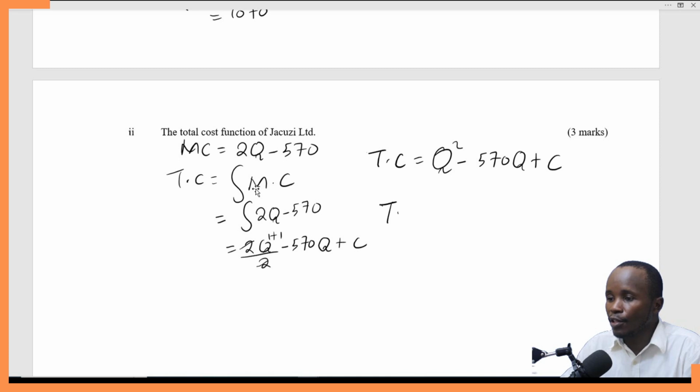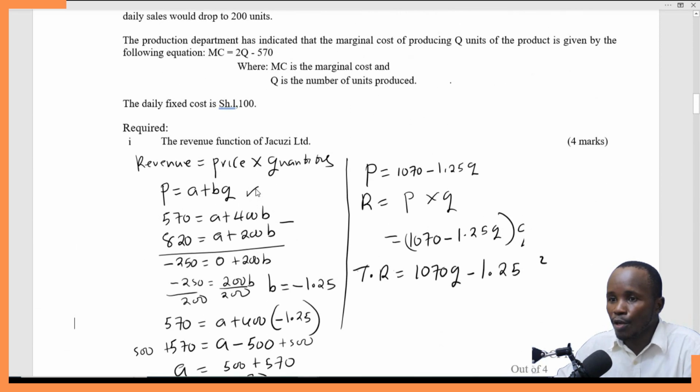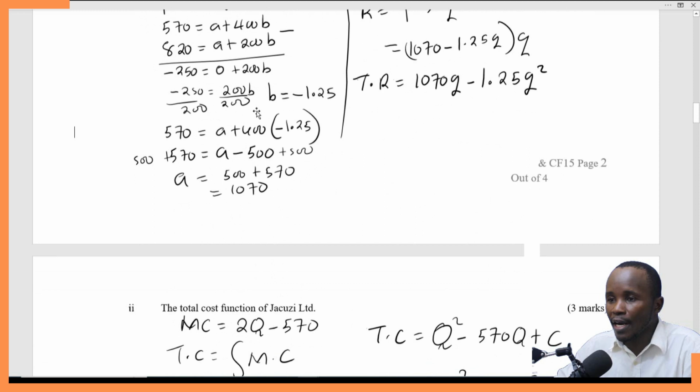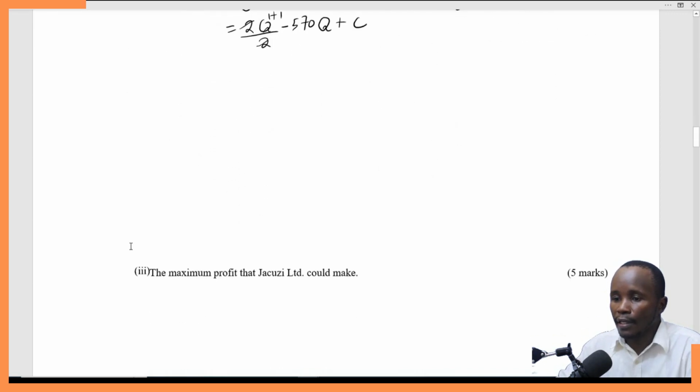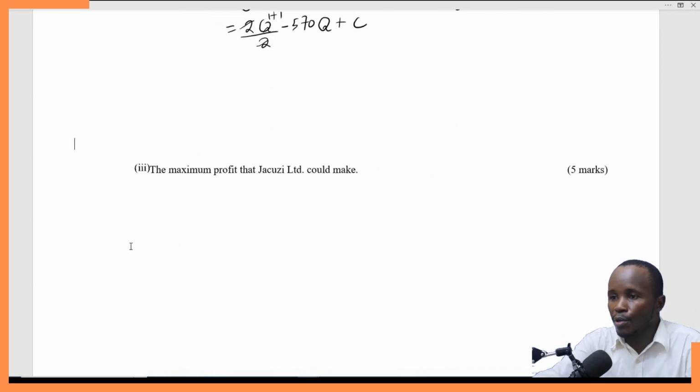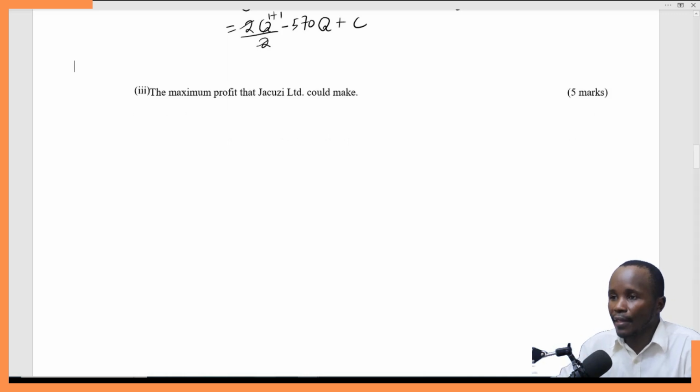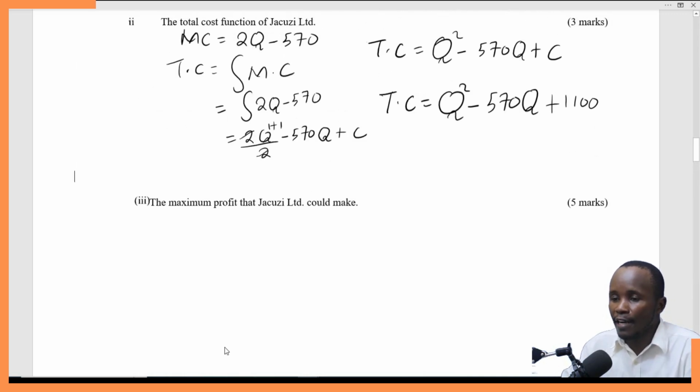Therefore, the total cost function will be Q squared minus 570Q. You had been given the fixed cost from the question above. Here, you are told that the daily fixed cost is 1,100. You come here and substitute your C to be plus 1,100. So that gives you the total cost function. Once you do that, you are able to score your 3 marks.